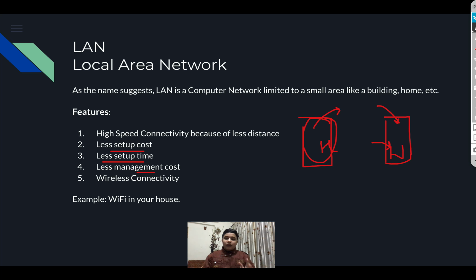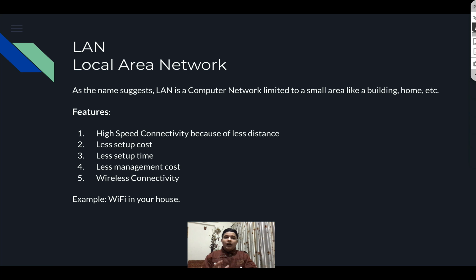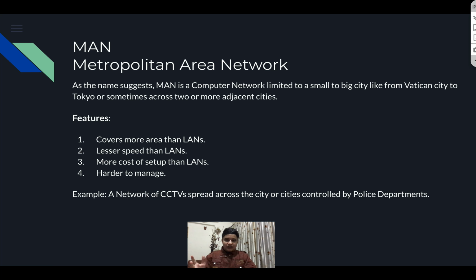Next, you can also have wireless connectivity. You need not have any wire like a USB cable or HDMI cable, etc., to do these works. So wireless connectivity is a major advantage here. Next, we have an example, which is Wi-Fi in your home. You just have to get a setup box and all your work will be done within seconds.